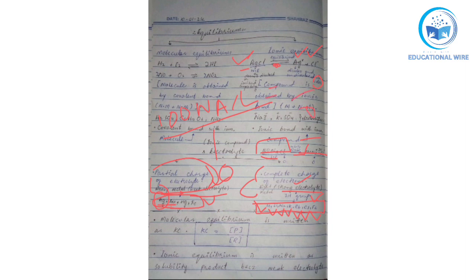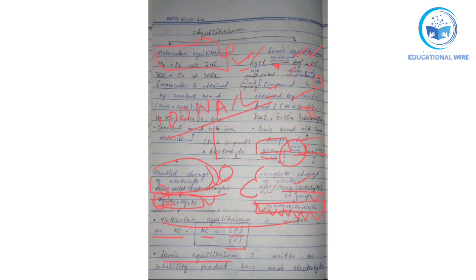So it is called the strong electrolyte that totally dissolves in the aqueous solution, that totally dissolves in water. But we will work on the solubility product of AgCl, which is not totally dissolved in water, which is in an equilibrium position, like dissolved and undissolved in water both. So molecular equilibrium is written as Kc, that is Kc is equal to product upon reactant.